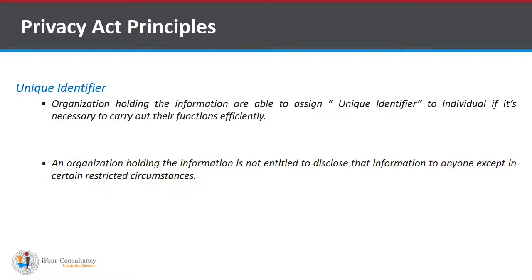Unique identifier. Organizations holding the information are able to assign a unique identifier to individuals if it's necessary to carry out their functionalities efficiently. Next, limit to the disclosure of personal information. It is given as: an organization holding the information is not entitled to disclose that information to anyone except in certain restricted circumstances.